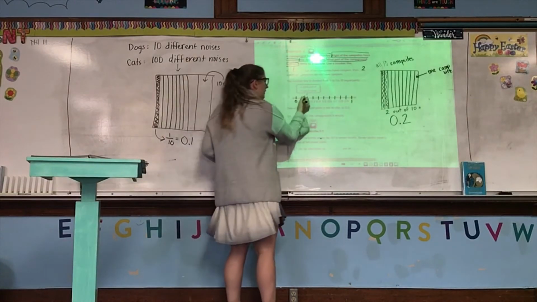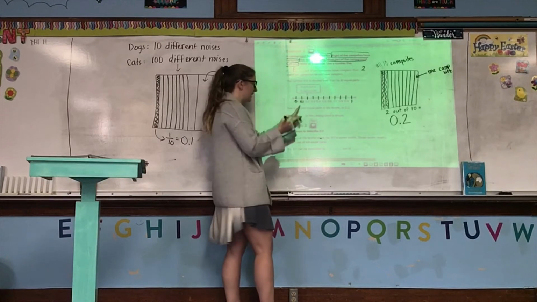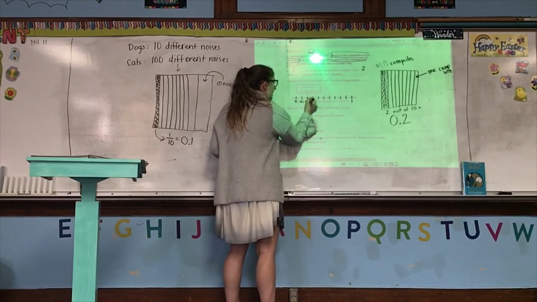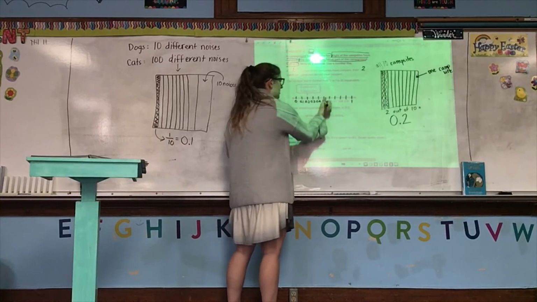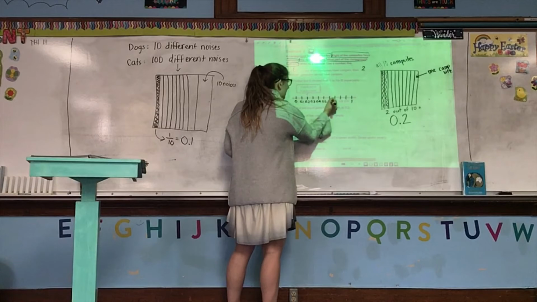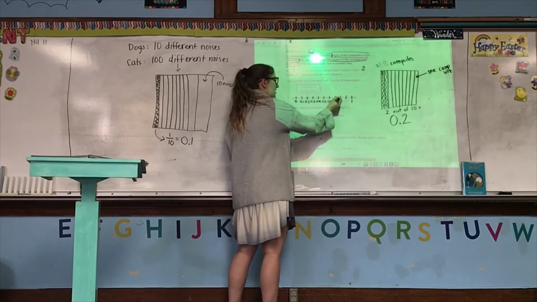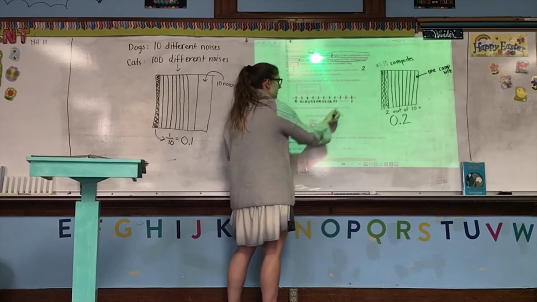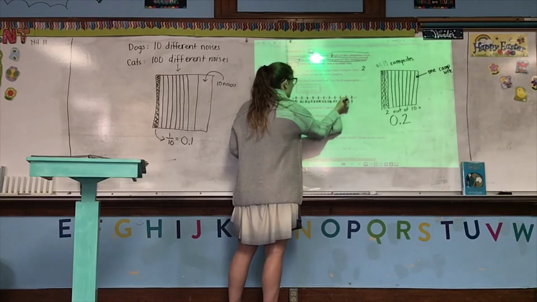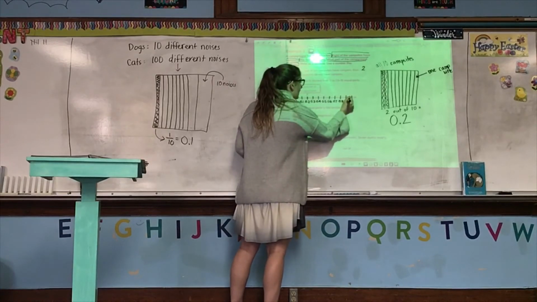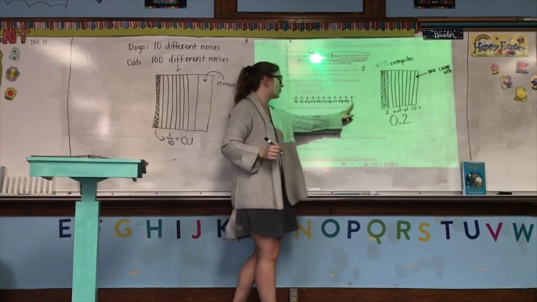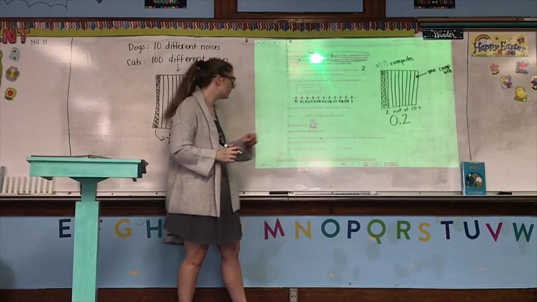We know that 1 out of 10 is 1 tenth, 2 out of 10 is 2 tenths, 3 out of 10 is 3 tenths, 4 out of 10 is 4 tenths, 5 out of 10 is 5 tenths, 6 out of 10 is 6 tenths, 7 out of 10 is 7 tenths, 8 out of 10 is 8 tenths, and 9 out of 10 is 9 tenths, and then of course 10 out of 10 is 1 whole.